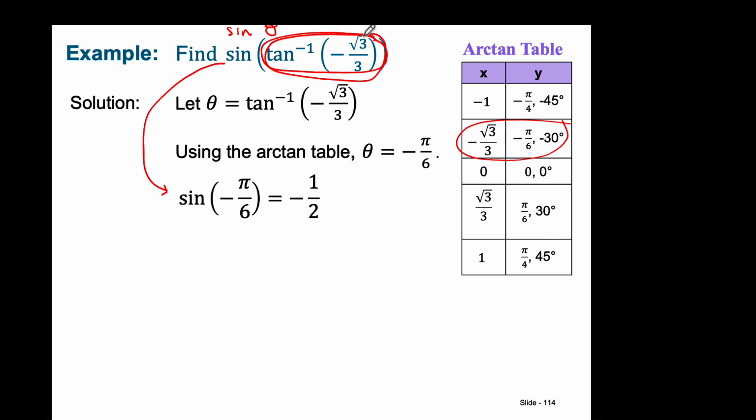And that's a strategy we use a lot, substitution like that. Let theta equal whatever you guys have here. Use your resources to figure out what theta is. And now we're working with sine of negative pi over 6, which is equal to negative 1/2.